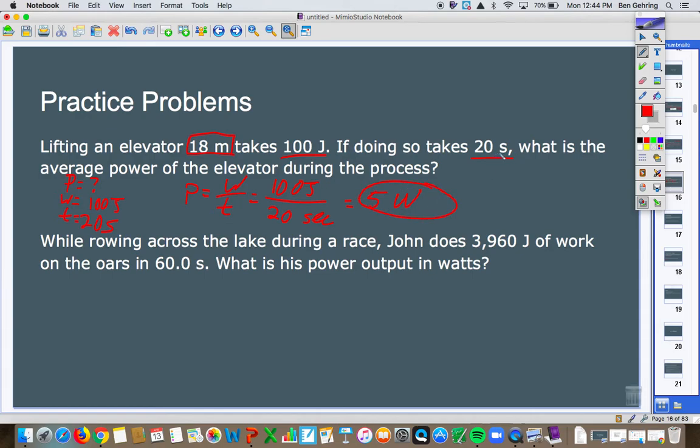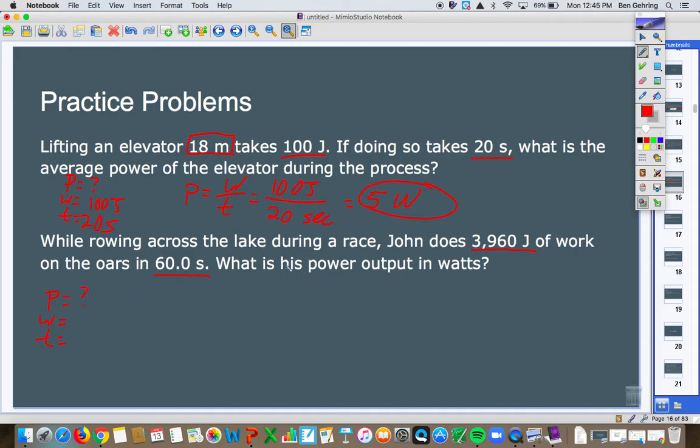Because I only have one significant digit here and one significant digit here, I can leave it at just 5 watts. All right, let's try the second one. While rowing across a lake during a race, John does 3,960 joules of work on the oars in 60 seconds. What is his power output in watts? So again, I know power, work, and time. We'll see if we can fill in our blanks. What is the power output? We don't know. That's what we're looking for.